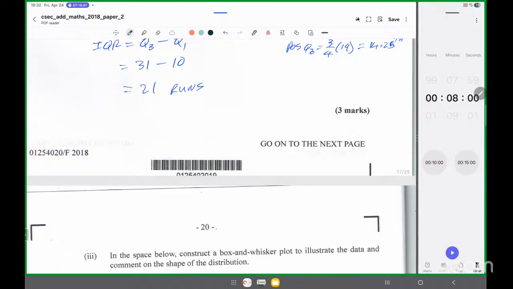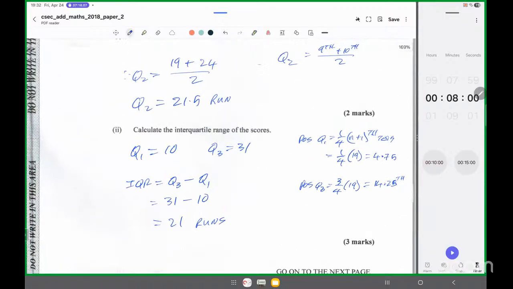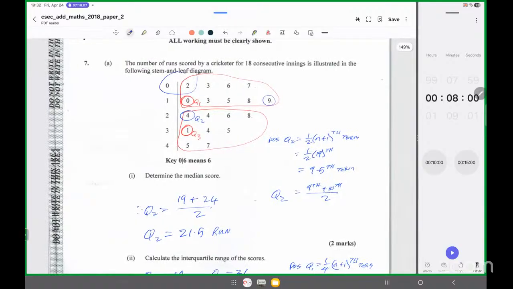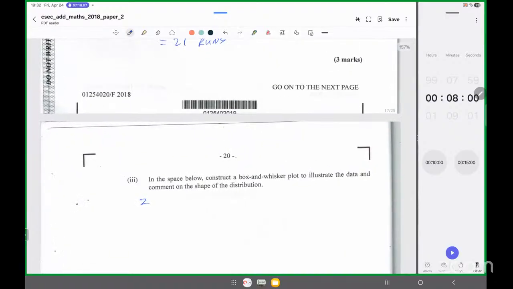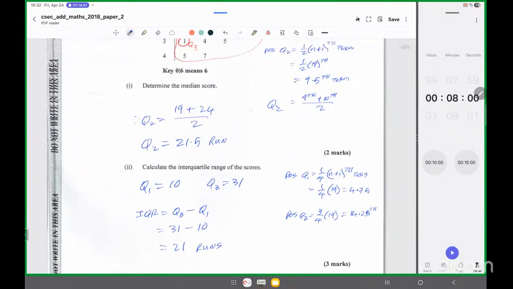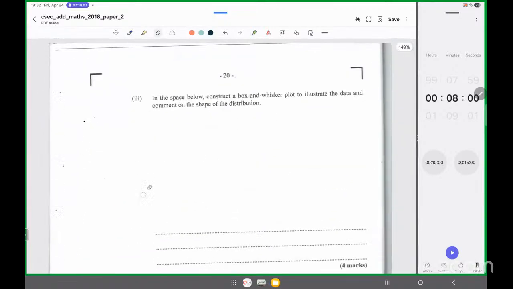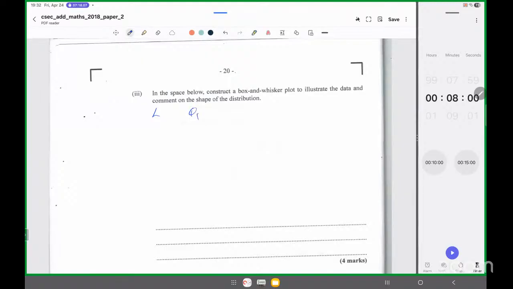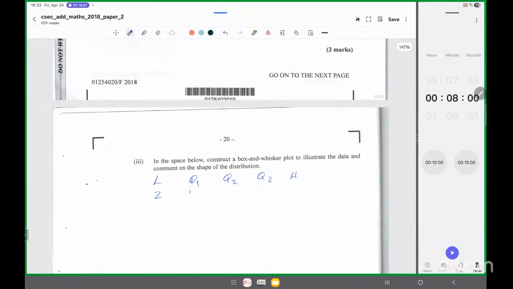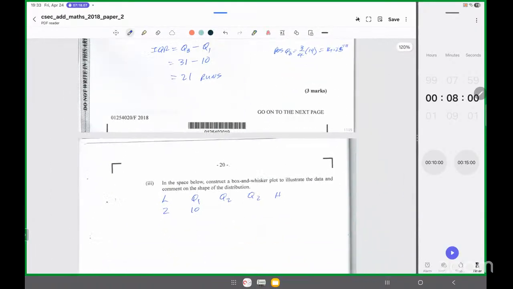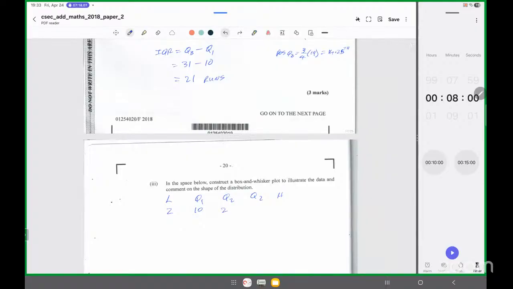The box and whisker plot is like a line graph, guys. The values you need are the lowest value, Q1, Q2, Q3, and the highest value. Let me write them out. The lowest value is 2. Q1 is 10. Q3 is 21. Sorry, Q3 is at 21.